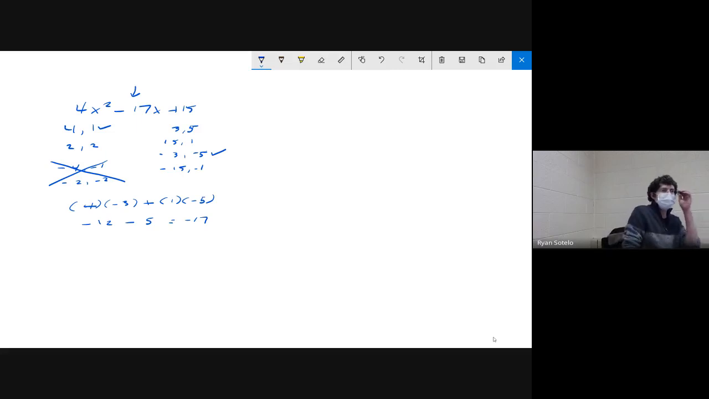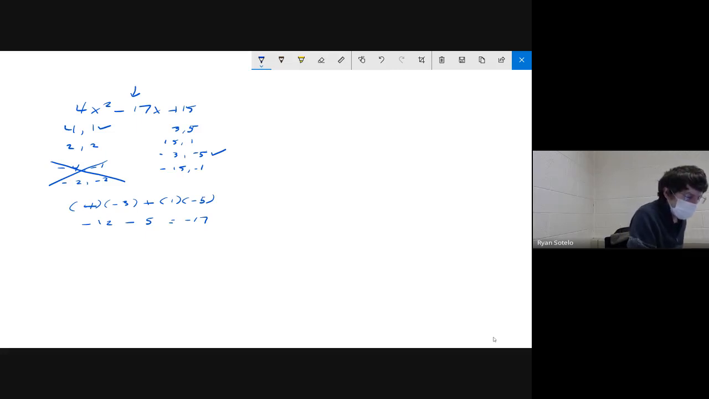So you got to take one from the left times one from the right, multiply them, then multiply the other leftovers, and then add those two numbers, and it's got to make the number in the middle. So it's a little more complicated when you have a number out front on the x squared. But that's what I do. This is how I do it. So those are my two pairs.